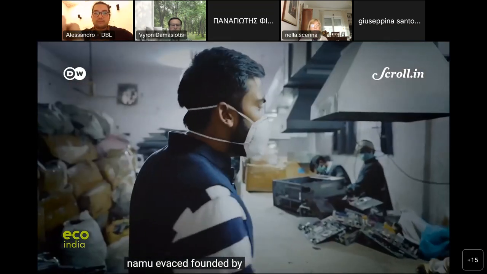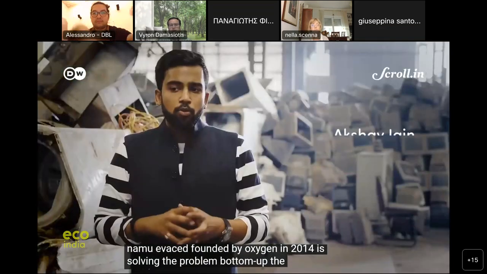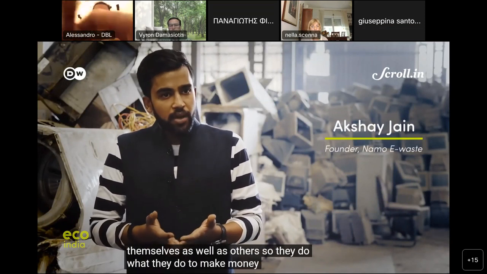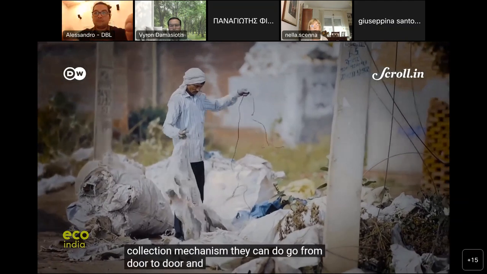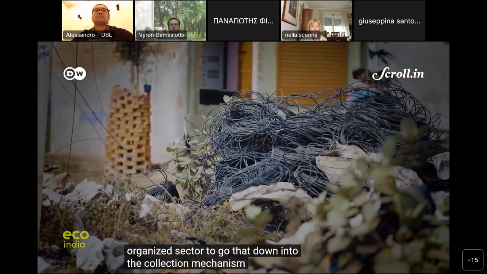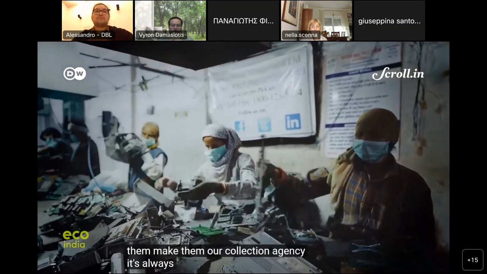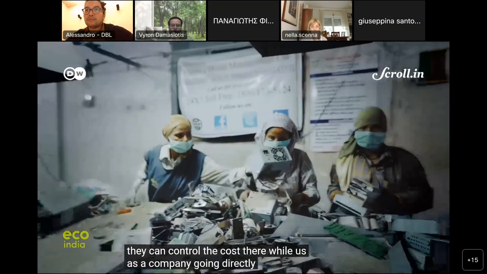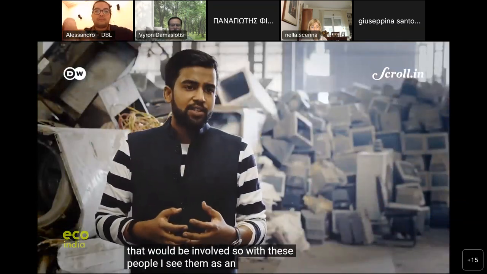Namo e-waste, founded by Akshay Jain in 2014, is solving the problem bottom-up. The problem with the unorganized sector is that they're not aware of the hazards to themselves as well as others. So they do what they do to make money. These people are deeply grounded in the collection mechanism. They can go from door to door and collect it, whereas it is just impossible for an organized sector company to go that deep into the collection mechanism. In our model, we are trying to incorporate them and make them our collection agents. It's always better that they do their job, which they are best at, because they can control the cost there, while us as a company going directly to the public, there would be more cost involved. So I see them as an asset in the value chain.